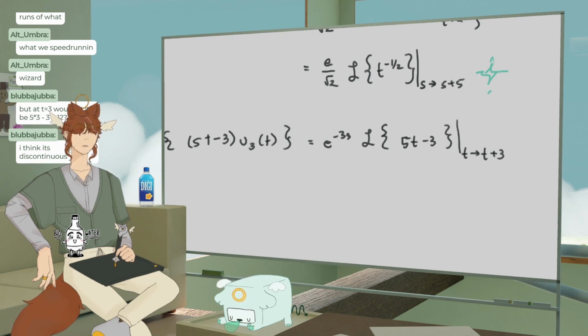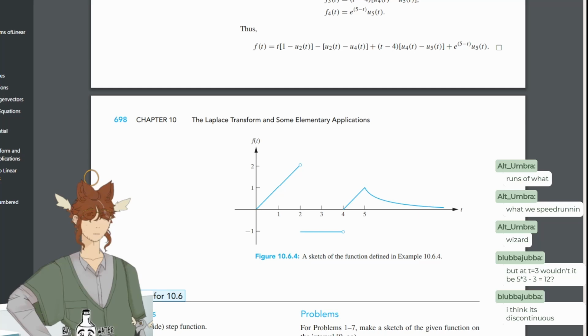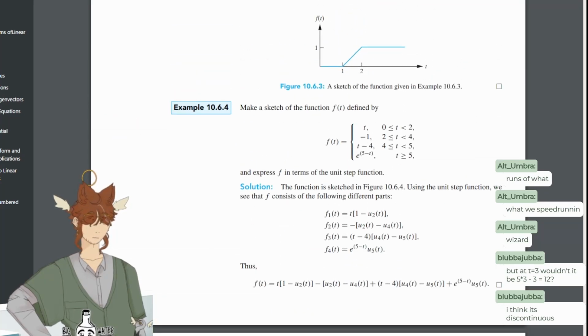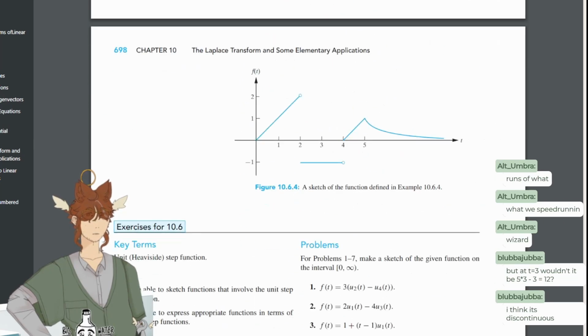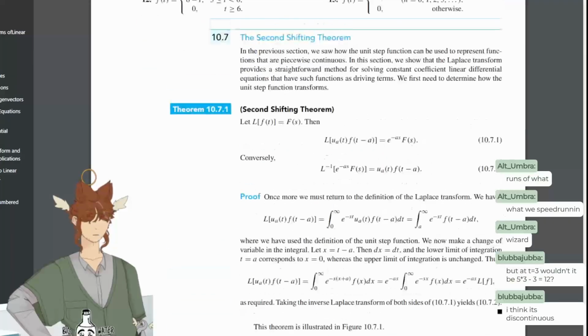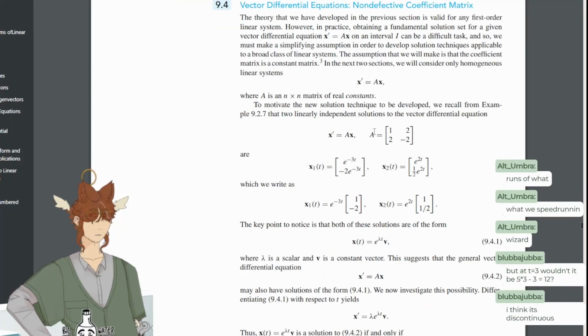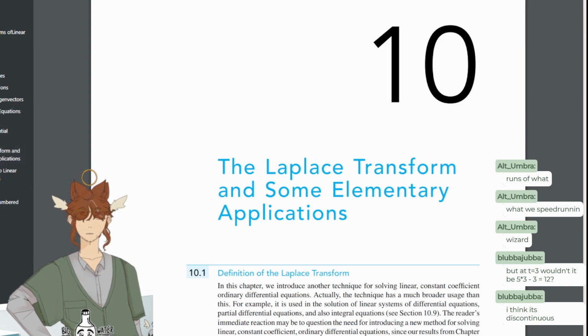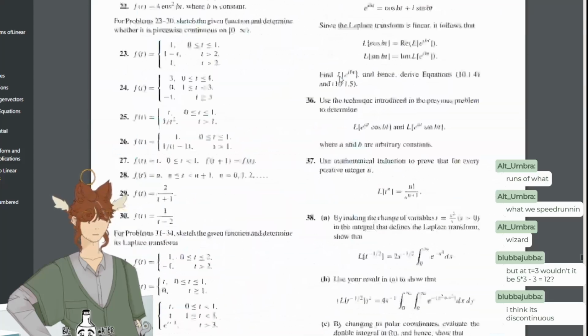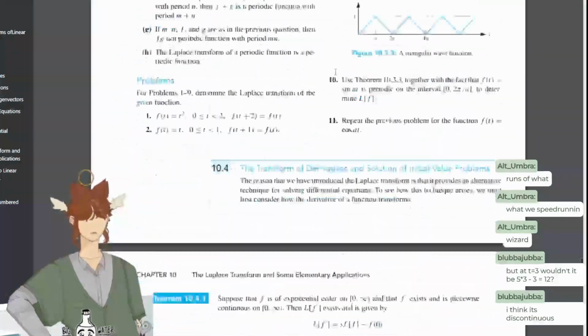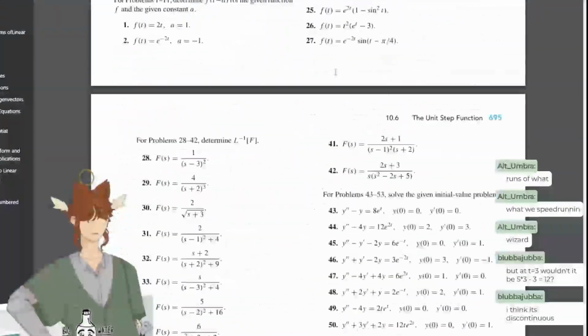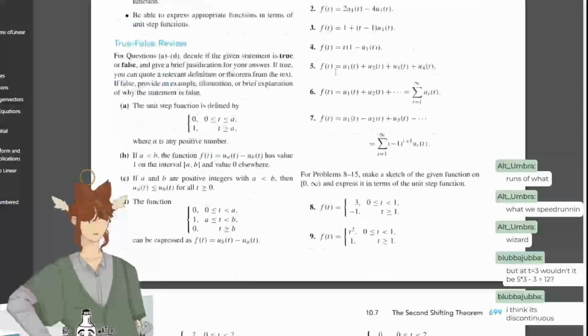Okay, wait, unit step function, here we go. Oh, here we go. I'm gonna pop over to this dimension. There we go. Okay, so make a function, the step function, easy. That's not really what we care about. Okay, here's the second shifting theorem. What? Why did it throw me to non-defective coefficient matrix? Get out of here, man. Get me back there. I was having so much fun. Where is it? Okay, here we go.